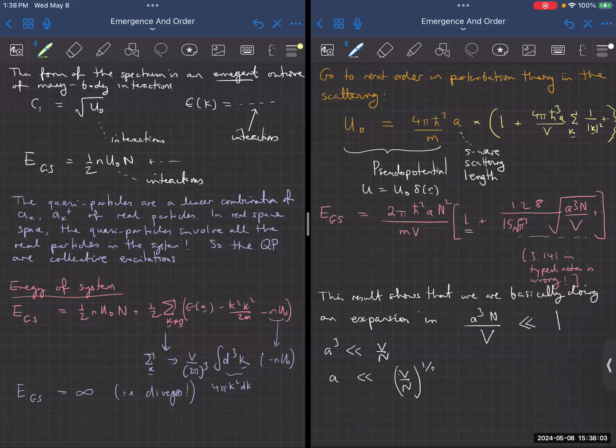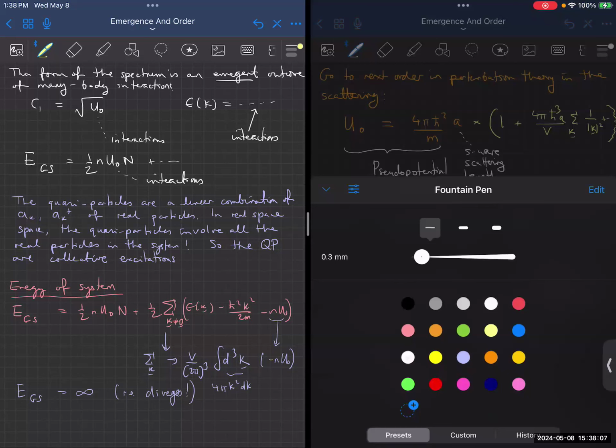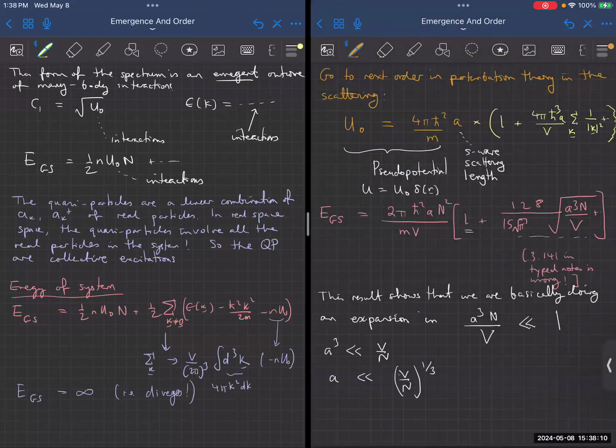to the 1/3. And what is v over n to the 1/3? Well, this quantity over here is just the mean separation between the particles. So this thing over here is the mean separation between the bosons.